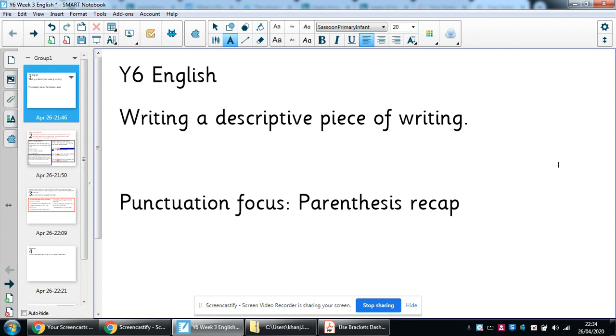So this week we will be looking at writing a descriptive piece of writing. We will be doing it in the same format as you have already been doing. So we'll be completing small activities throughout the week and building up to a final piece of writing on Friday. So today we will be looking at parenthesis and we will be recapping this.